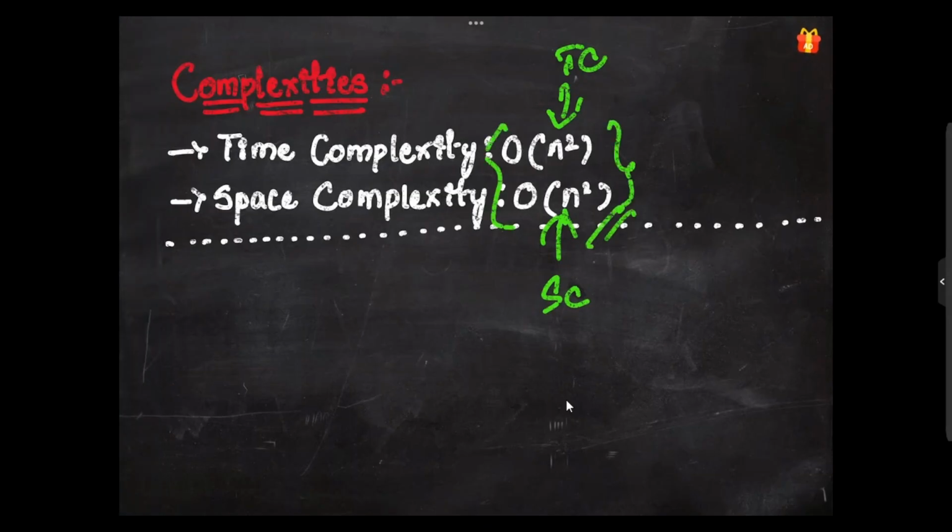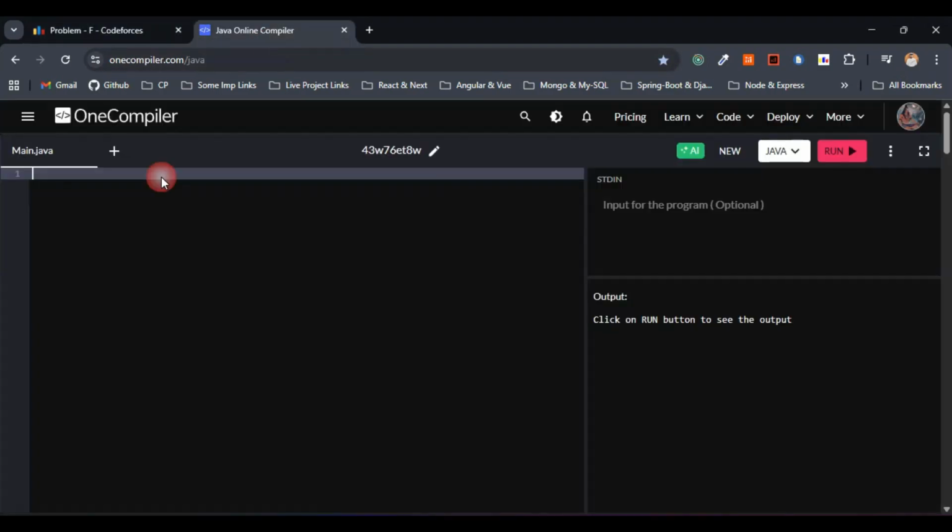So the time complexity and the space complexity for the code that we'll be writing in the future would be big O of n square and big O of n square respectively. Now as we are completely familiar with the approach and the complexities, we are good to write the code. Let's start writing the code.